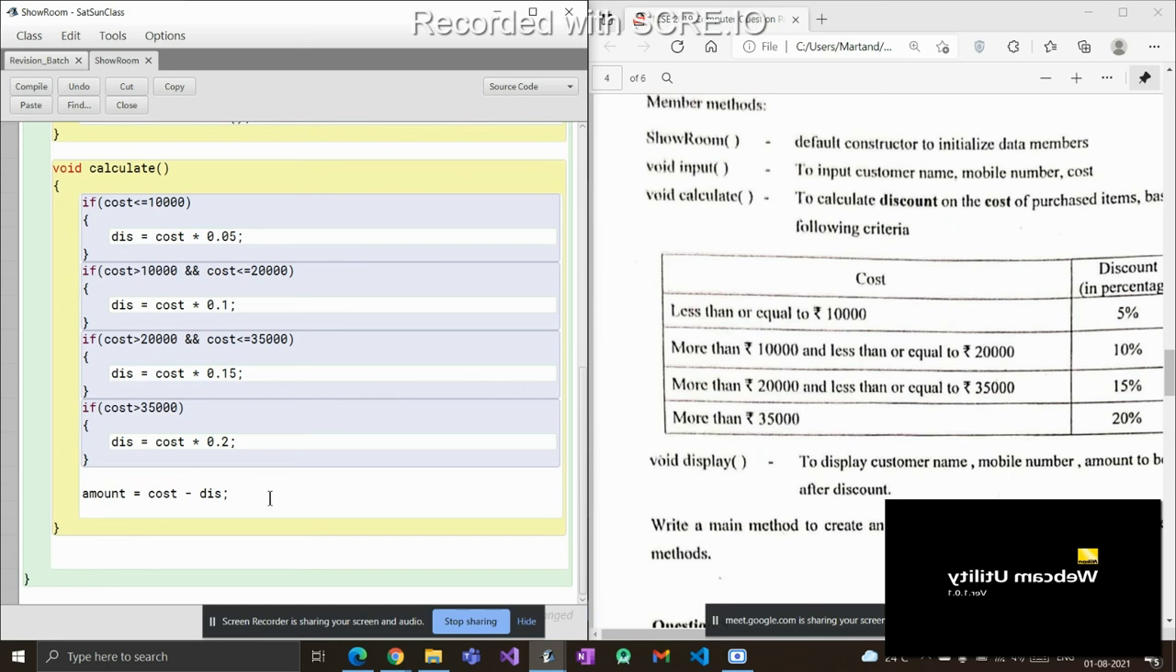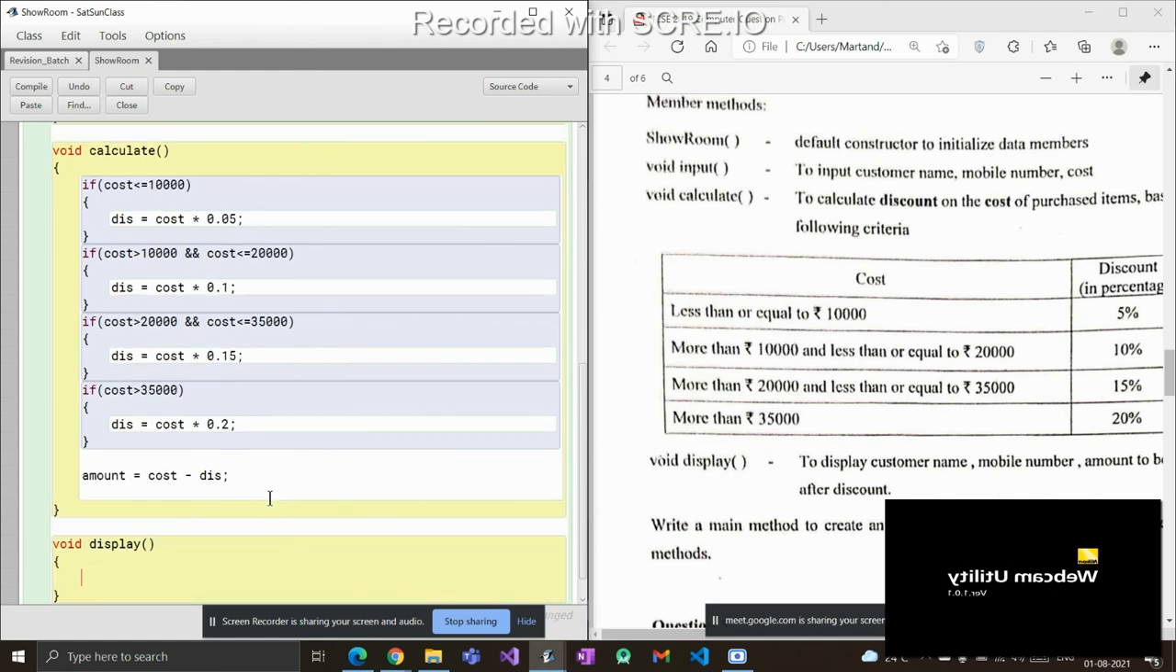That is the display function, where I need to print my name, mobile number, and amount to be paid after discount. So I have to write void display, and over here I'll write System.out.println, and very quickly I'll write name.